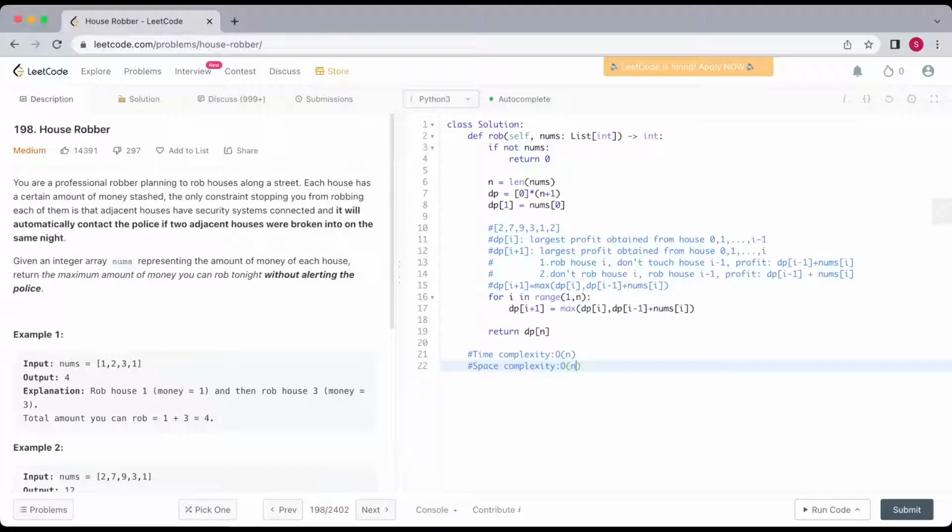Hello everyone, today we will discuss a medium hard level dynamic programming problem, LeetCode algorithm problem 198, House Robber. First, let's see the description of this problem.